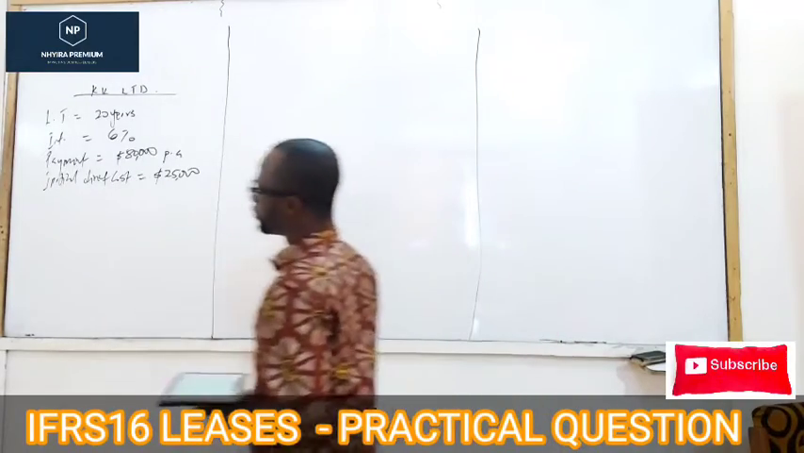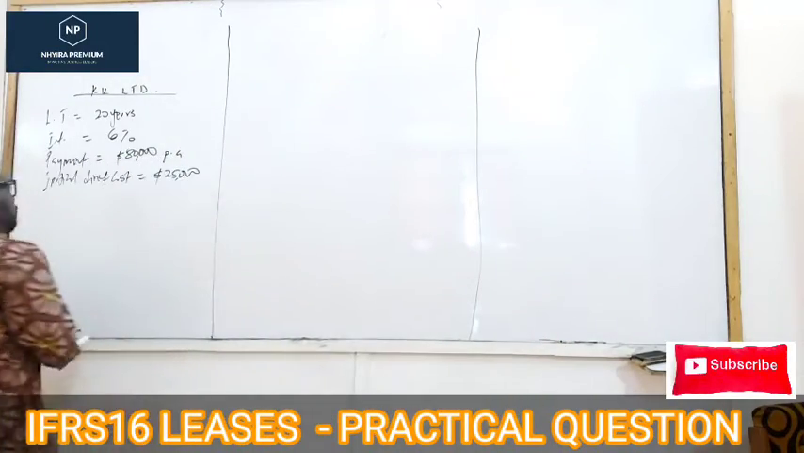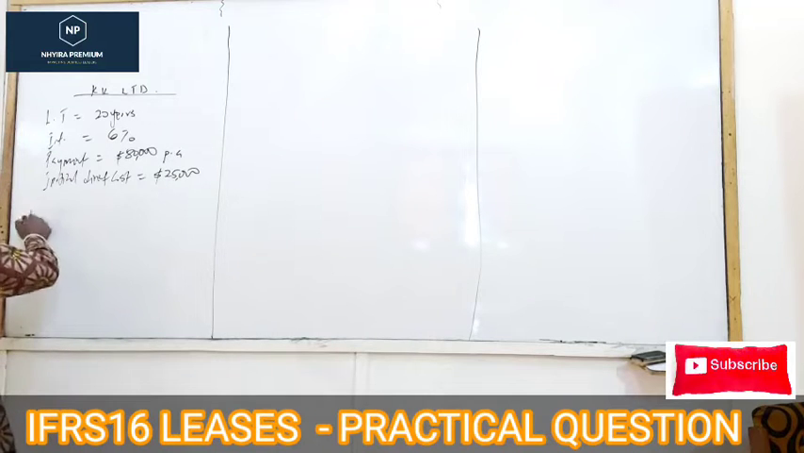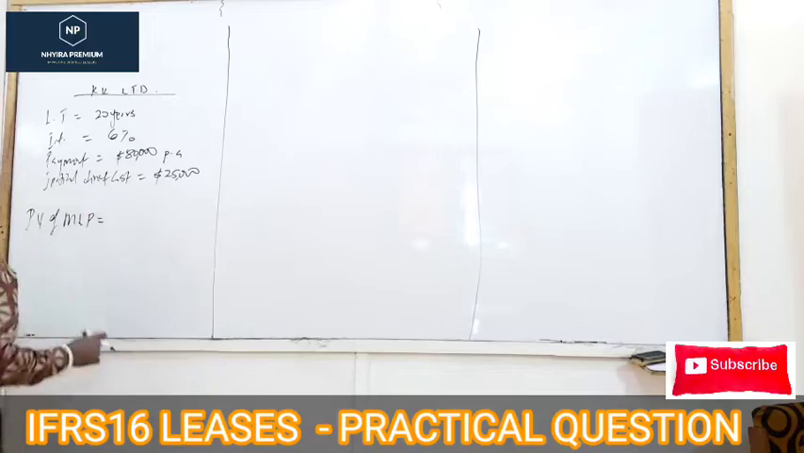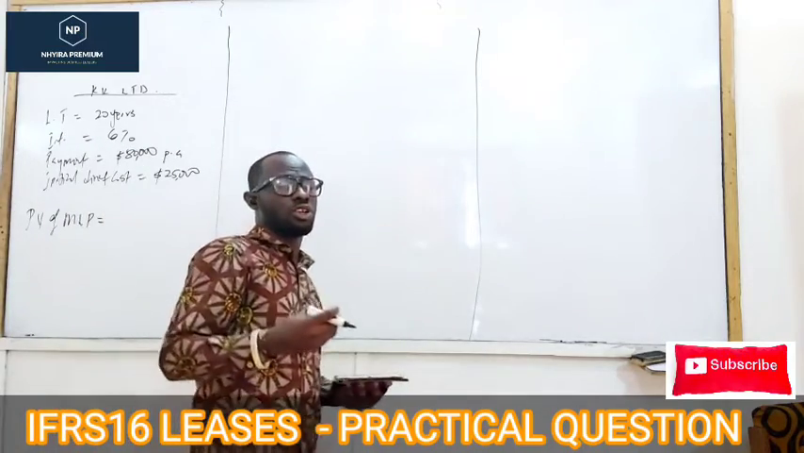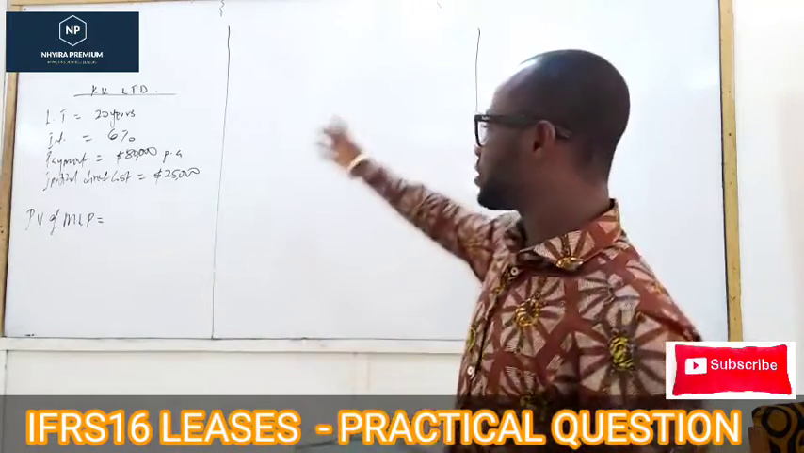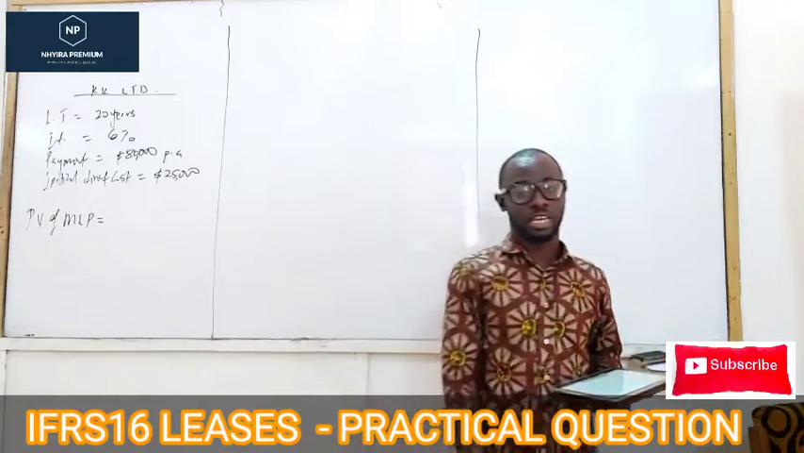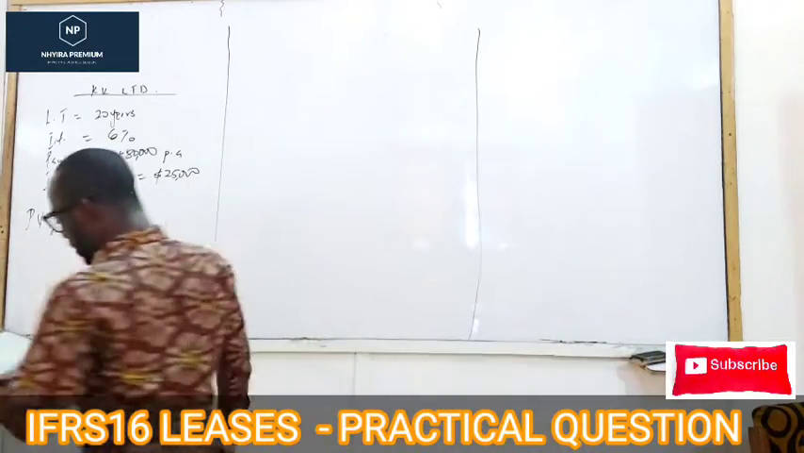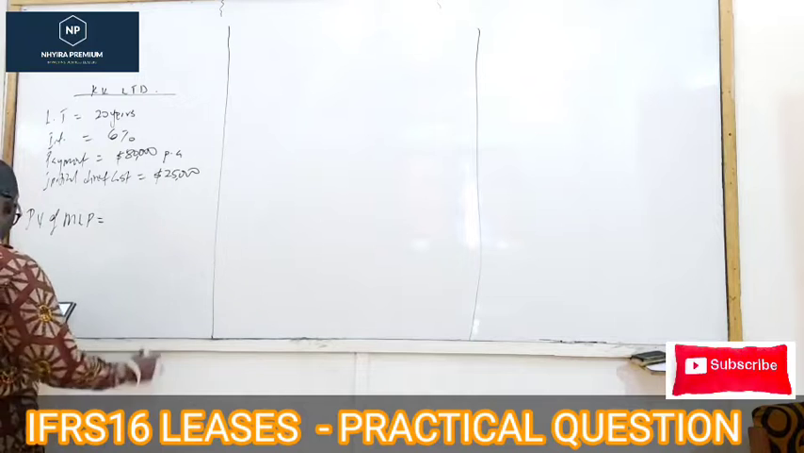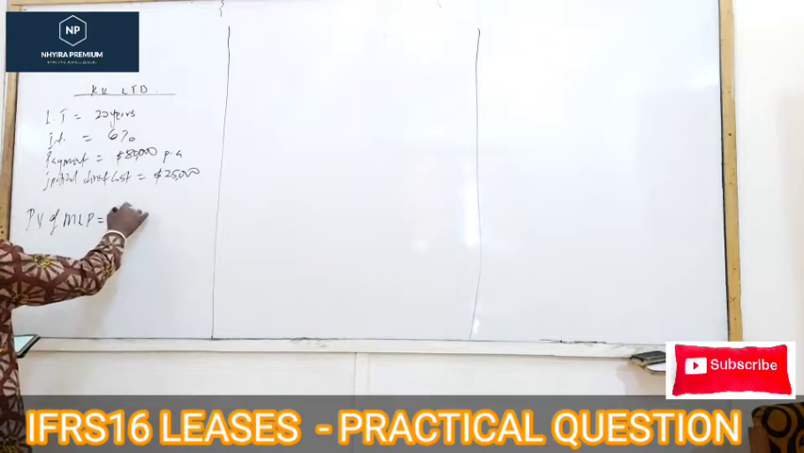So what do we do first? Always, we need to find out the present value of the minimum lease payment. So $80,000 for 20 years, we discount it at an annuity of 6%, right? And that is going to give us somewhere around $917,600.